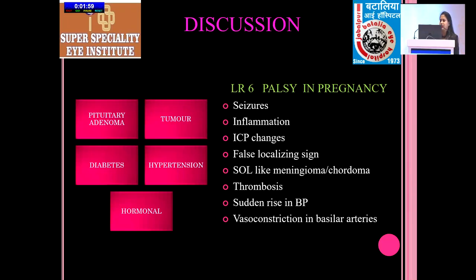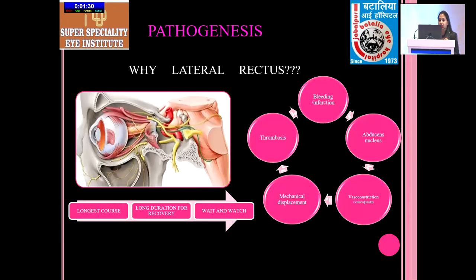They could present with seizures, inflammation, intracranial pressure changes, and it could be a very false localizing sign, to the gynecologist as well. But we have to take out the MRIs, pictures and radiological evidence to rule out space-occupying lesions like meningioma or chordoma. And we have to keep in mind that there was a sudden rise in the BP of the patient. So the differential diagnosis would definitely include a pituitary adenoma because of hormonal changes, or diabetes, hypertension, or any other tumors.